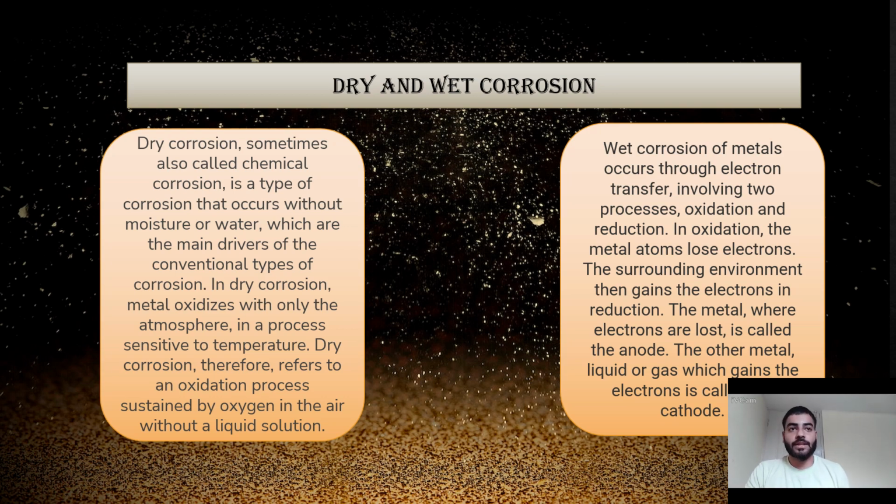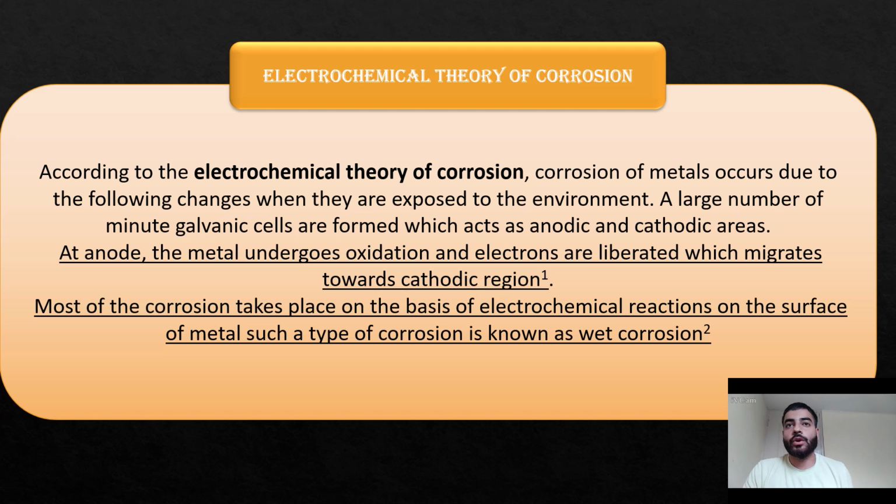So the next topic is electrochemical theory of corrosion. According to the electrochemical theory of corrosion, corrosion of metal occurs due to the following changes when they are exposed to the environment. A large number of minute galvanic cells are formed which act as anode and cathode areas. At the anode, the metal undergoes oxidation and electrons are liberated which migrate towards the cathode region. Most of the corrosion takes place on the basis of electrochemical reaction on the surface of metals. Such type of corrosion is known as wet corrosion.